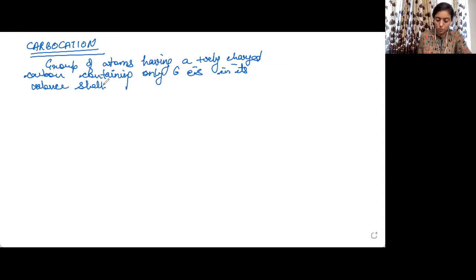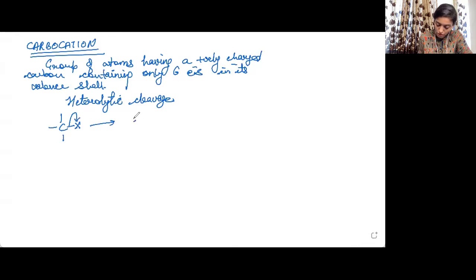Now how is it formed? By heterolytic cleavage. If the atom which is attached to carbon is more electronegative than carbon, during heterolytic cleavage it will take away both the electrons with it, leaving a positive charge on the carbon atom, and it will carry a negative charge.